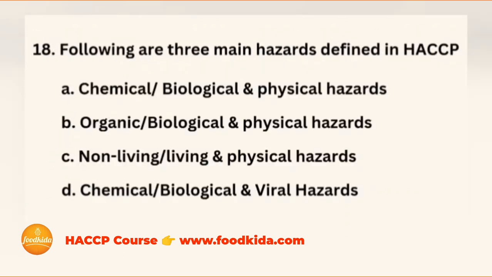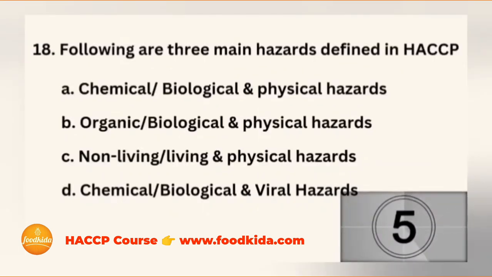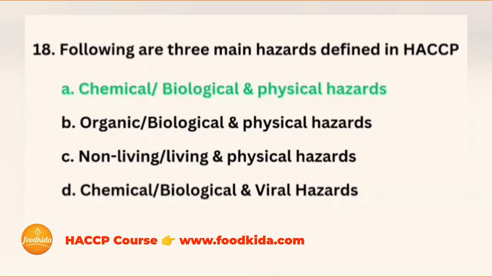The following are the three main hazards defined in HACCP. Option A, chemical, biological, and physical hazards. Option B, organic, biological, and physical hazards. Option C, non-living, living, and physical hazards. Or option D, chemical, biological, and viral hazards. And the correct option is option A, chemical, biological, and physical hazards.